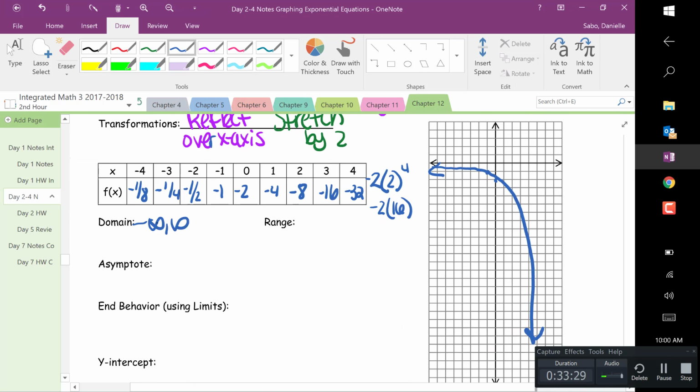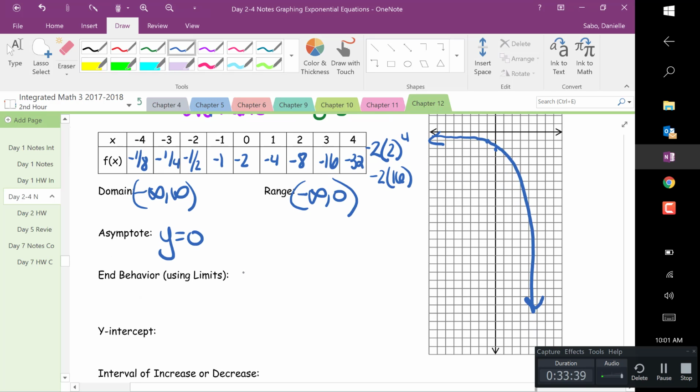When you're done and done only, start checking your answers. I'll explain the range in a second. I feel like a lot of people get the range wrong on this one.